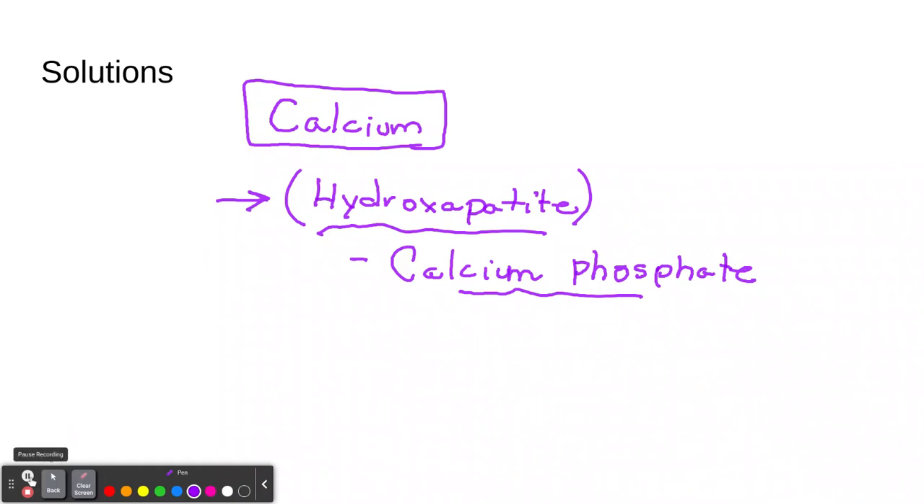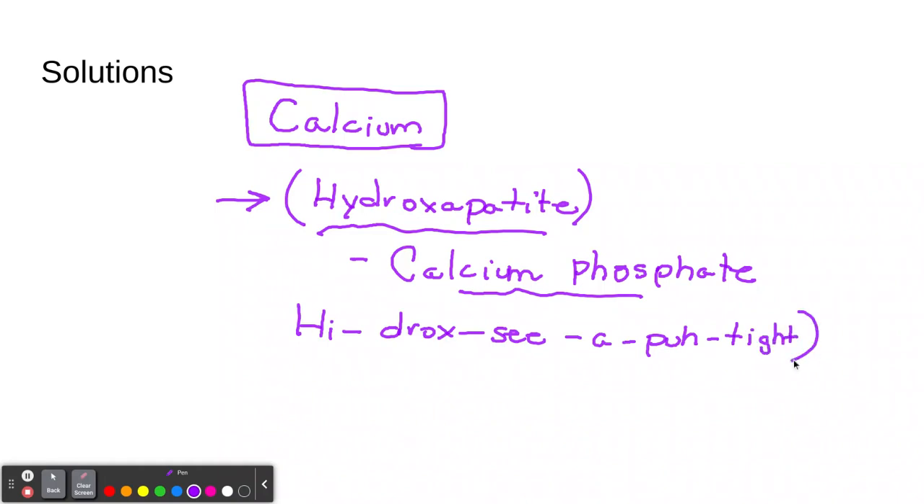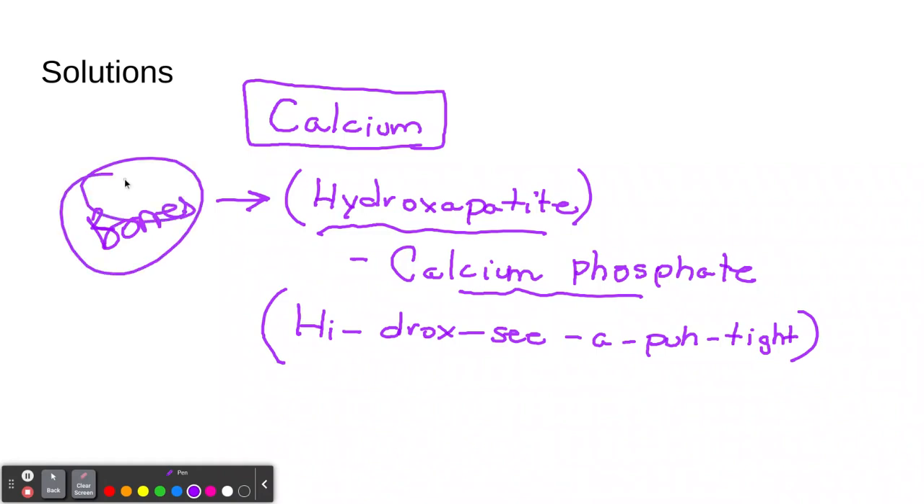Yeah, let me phonetically write it here. So, here's high, drox, C, appetite. Like appetite, right? Something like that. But you get it, right? So, hydroxyapatite is calcium phosphate. It is what's in your bones. It's in our bones, right? And then we have calcium carbonate you might take if you have acid indigestion and so forth like that.